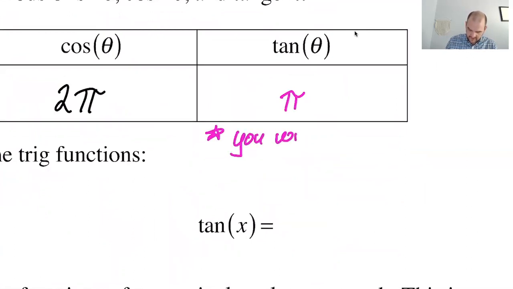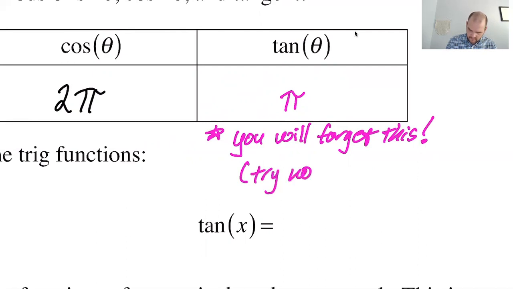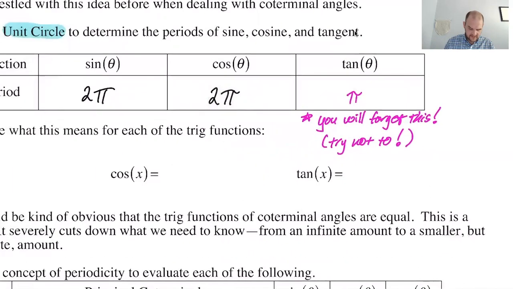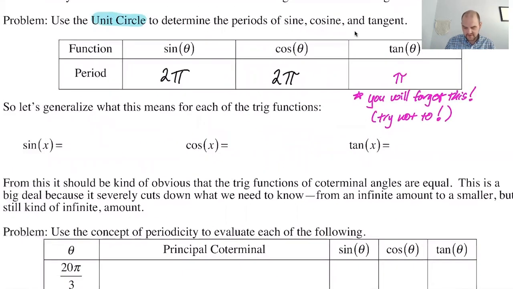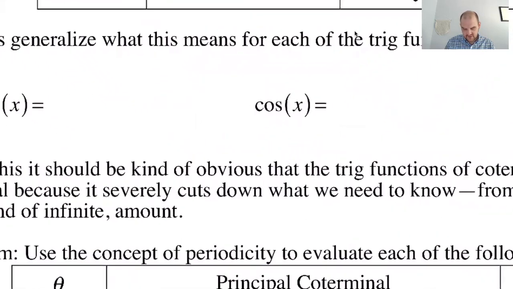This is going to cause you problems. You will forget this. Try not to. But you probably will because you just get in the zone, and sine and cosine are more common to use. So when you get problems wrong for tangent, it's going to be because you forgot the period. And there's almost nothing you can do about it.